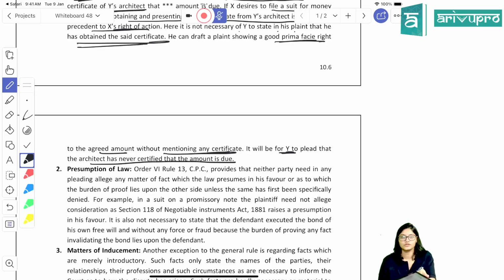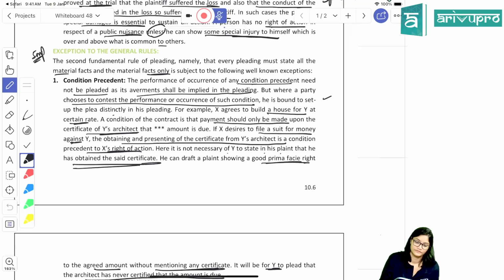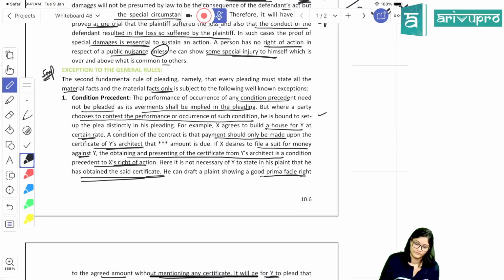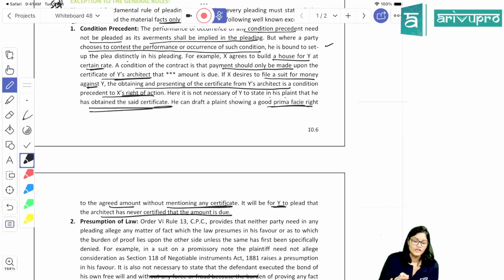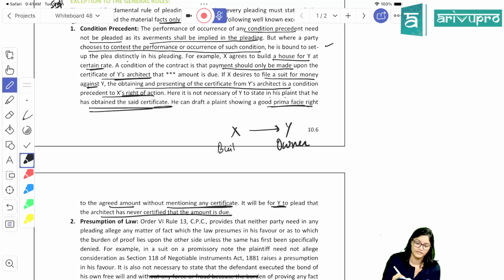I hope you have understood, right? So if condition precedents are there, if beforehand conditions are there, which are by default, you don't need to mention that. So here what is happening? X has built a house for Y. Y is the owner, X is the builder.